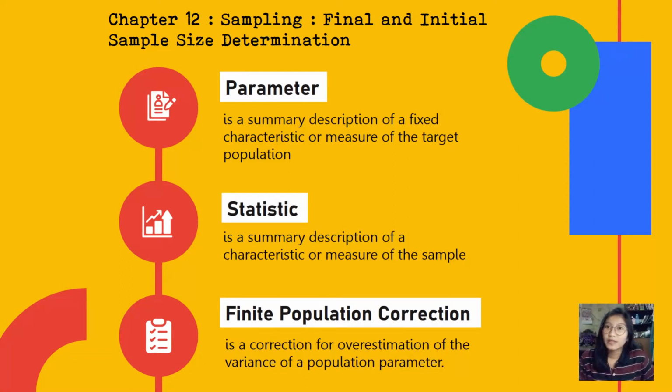Chapter 12. Sampling. Final and initial sample size determination. To understand the statistical aspect of sampling, it is important to know the basic definitions and symbols. There are 6 symbols.